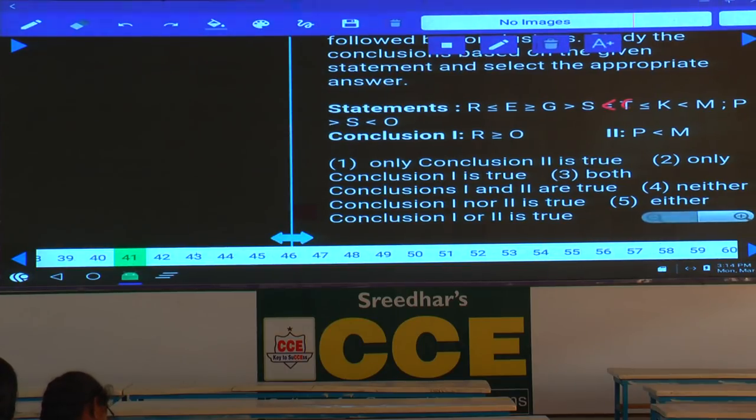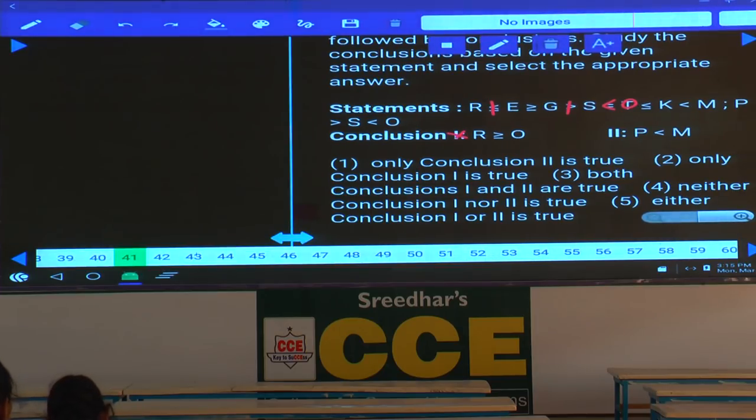S lesser than O is here, isn't it? S lesser than O. Now the relation between R and O: one lesser than and one greater than, two opposite symbols, since no relation can be drawn between these two.